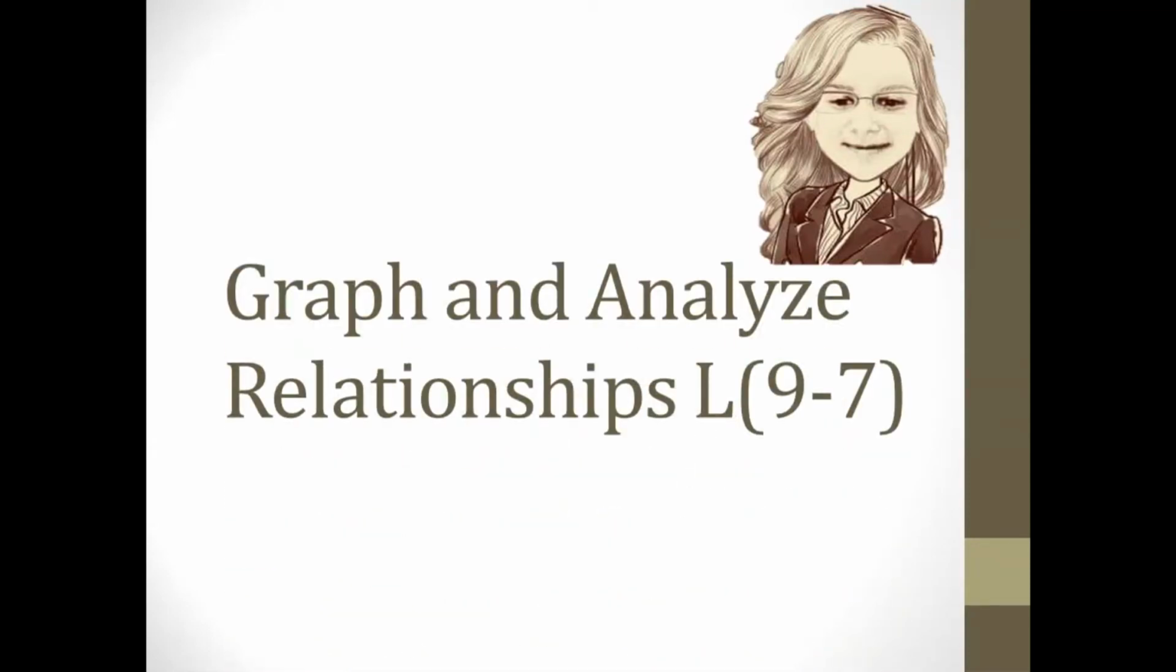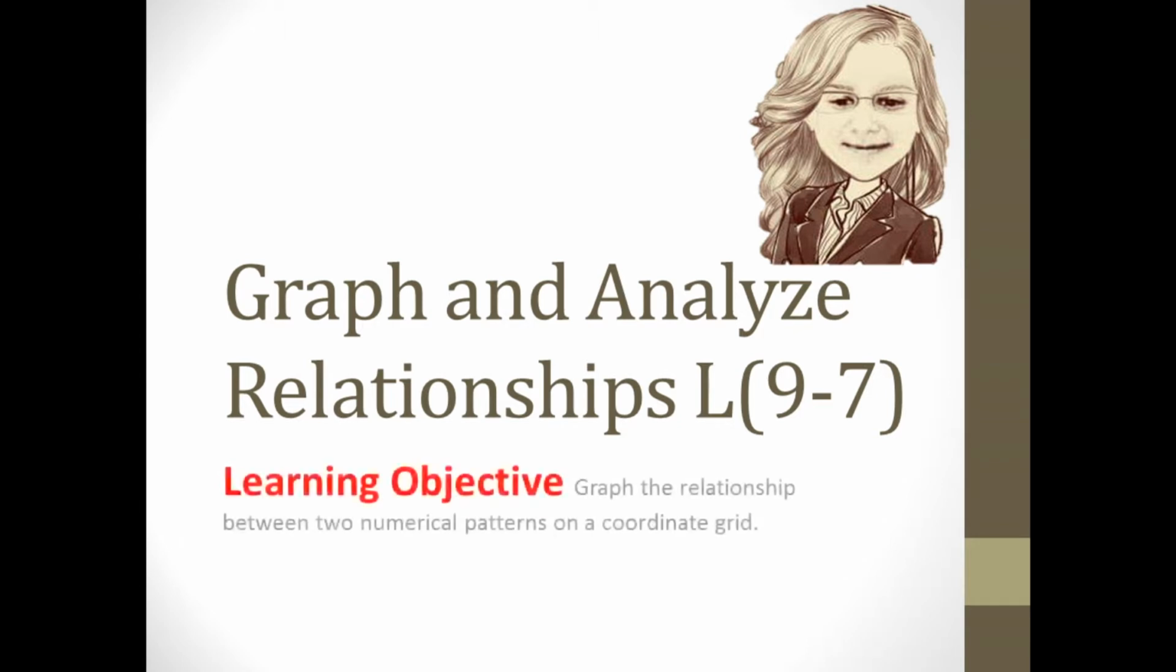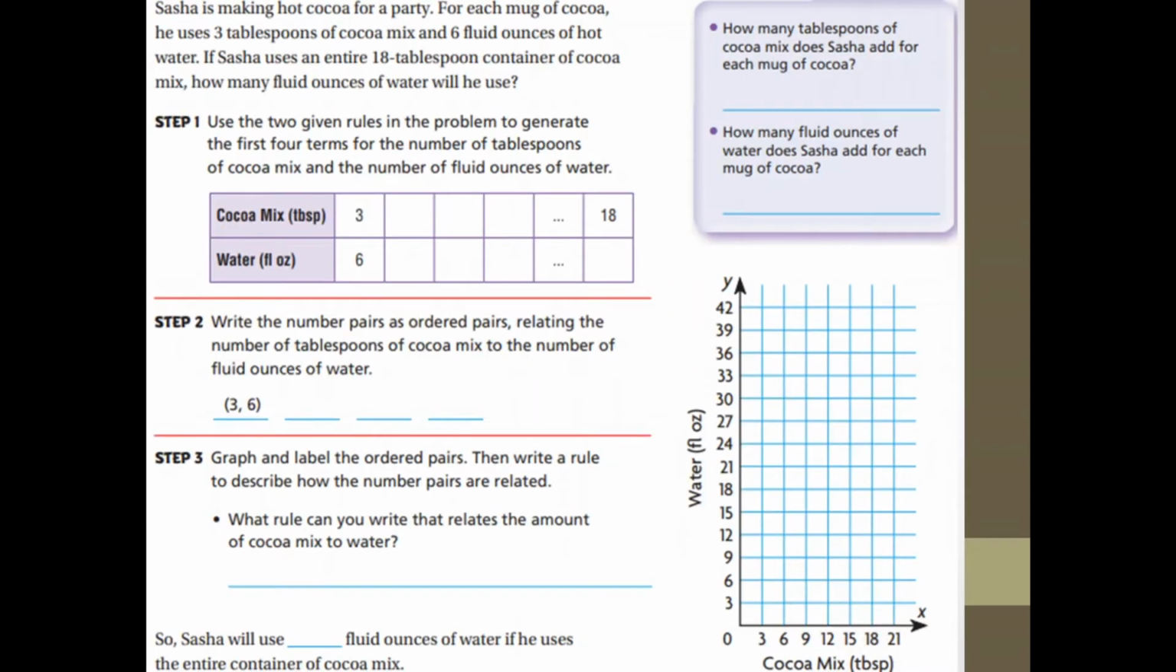Today's episode is about graphing and analyzing relationships. Lesson 9-7. Let's first know what the learning objective of this lesson is. We will learn together how to graph the relationship between two numerical patterns on a coordinate grid. And what are numerical patterns? I said before that numerical stands for the word numbers, and a pattern is a group of numbers put in a specific sequence. Okay, so let's start.